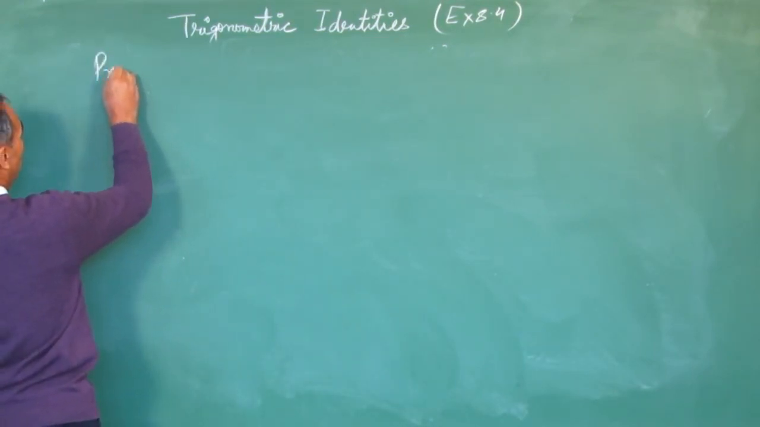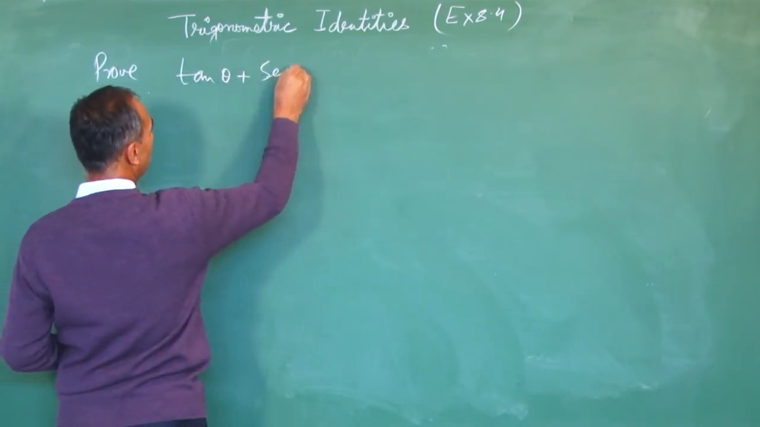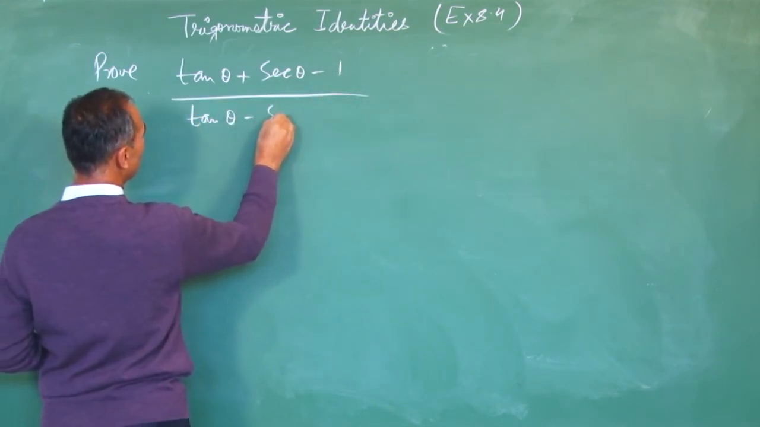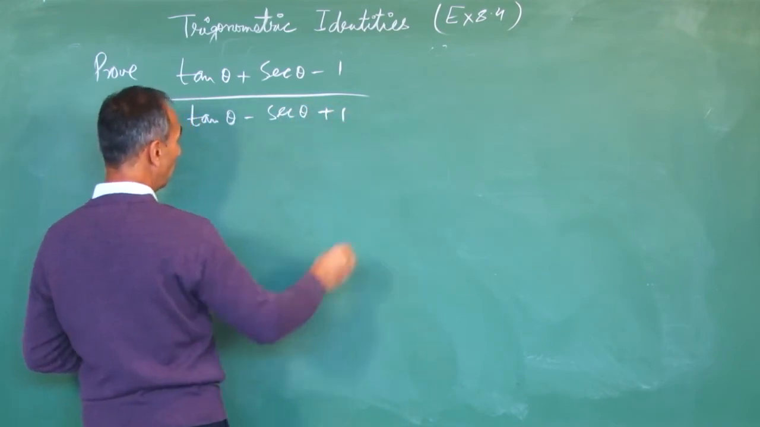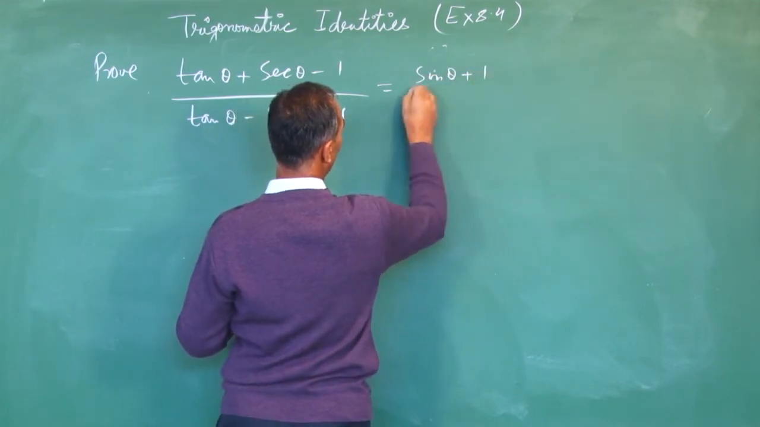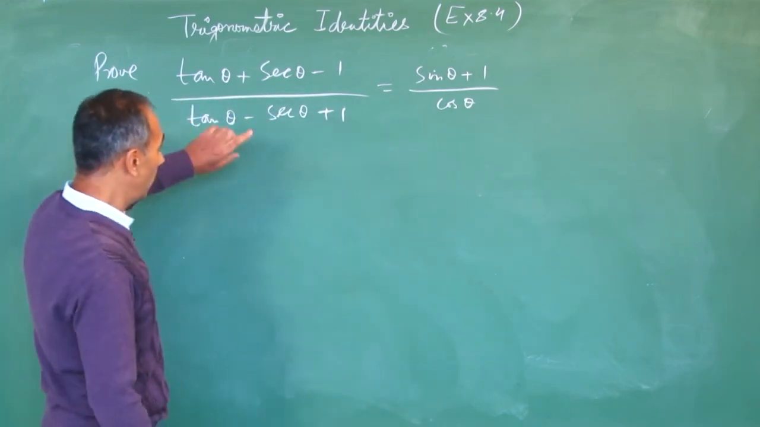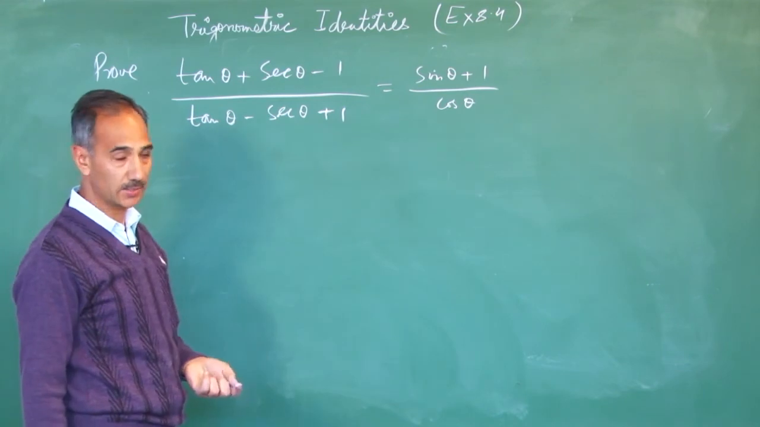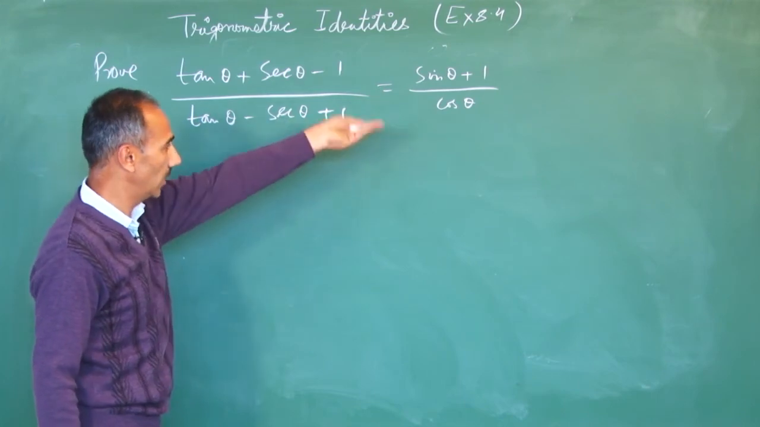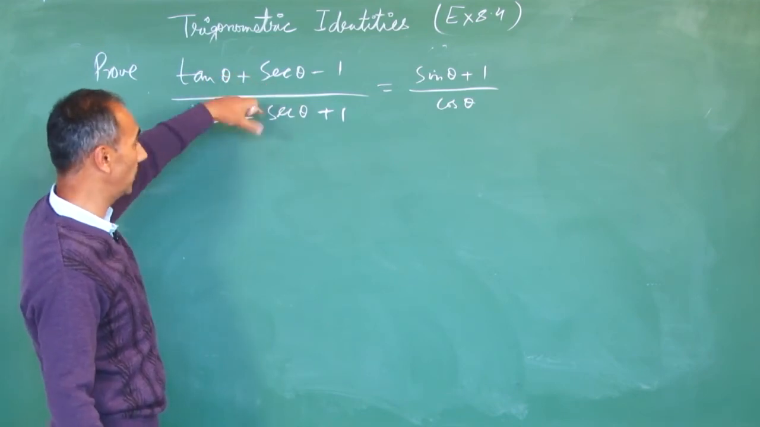Let me first write one result. You have to prove that, for example, tan theta plus secant theta minus 1 divided by tan theta minus secant theta plus 1 is equal to sine theta plus 1 upon cos of theta. So it's in terms of tan and secant, the first result. If you reciprocate it, you will get the second result. That means tan theta minus secant theta plus 1 upon tan theta plus secant theta minus 1. The answer would be cos theta upon sine theta plus 1. So I'm taking 1, but the second result could be derived from this.